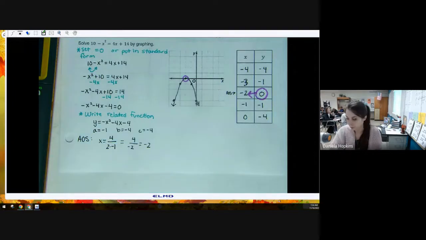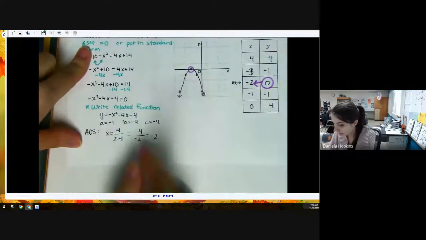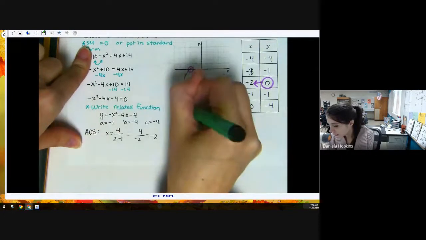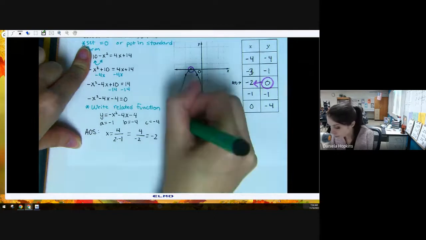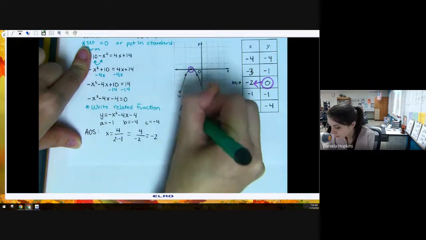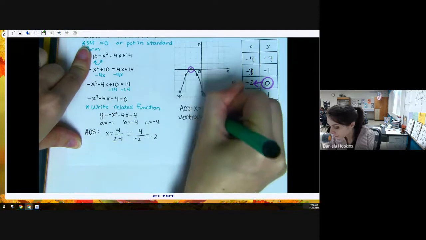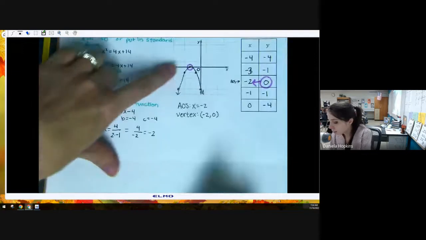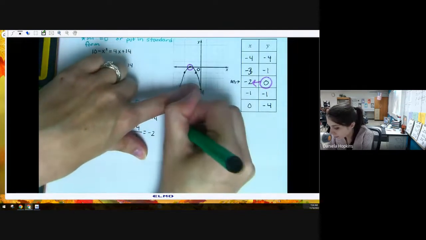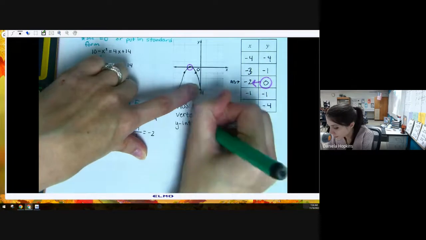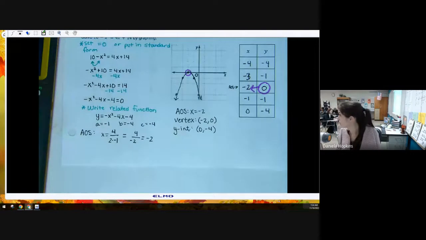So to fill this out all the way, we know that our axis of symmetry is at x equals -2. We know that our vertex is from this table, -2, 0. We know our y-intercept right here, also from the table. Y-intercept is 0, -4.